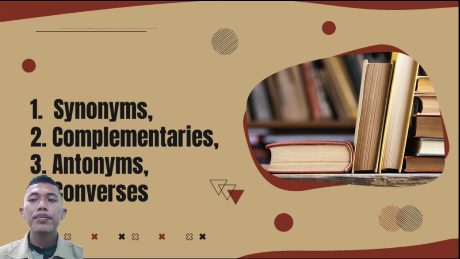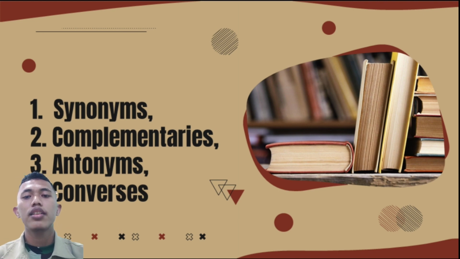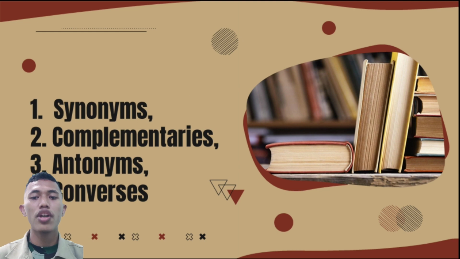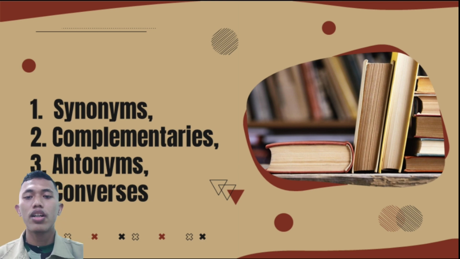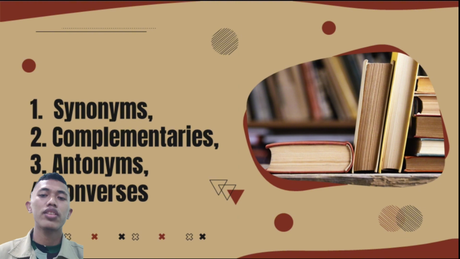Complementaries are words that are opposite in meaning. For example, hot and cold are complementaries. Antonyms are words that have opposite meaning. For example, good and bad are antonyms. Then converses are words that have different meaning depending on the context in which they are used. For example, bank can mean a financial institution or the side of a river, depending on the context.